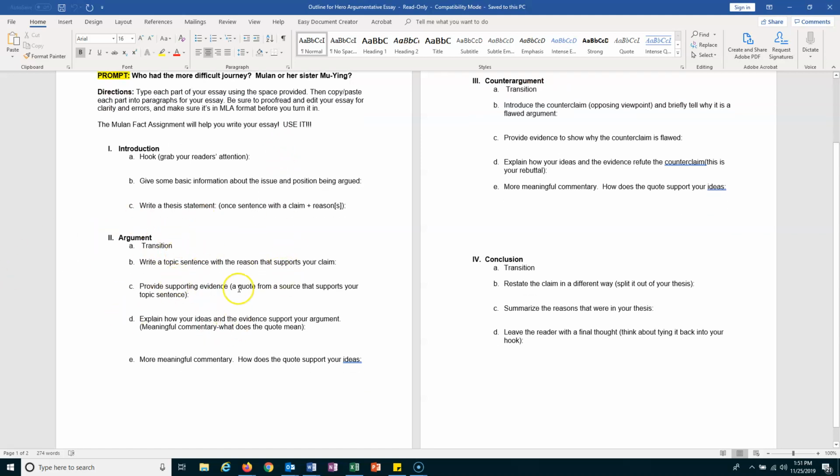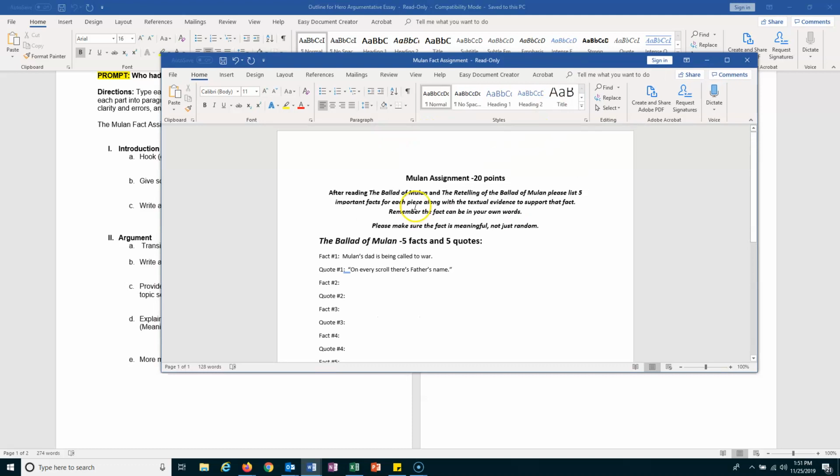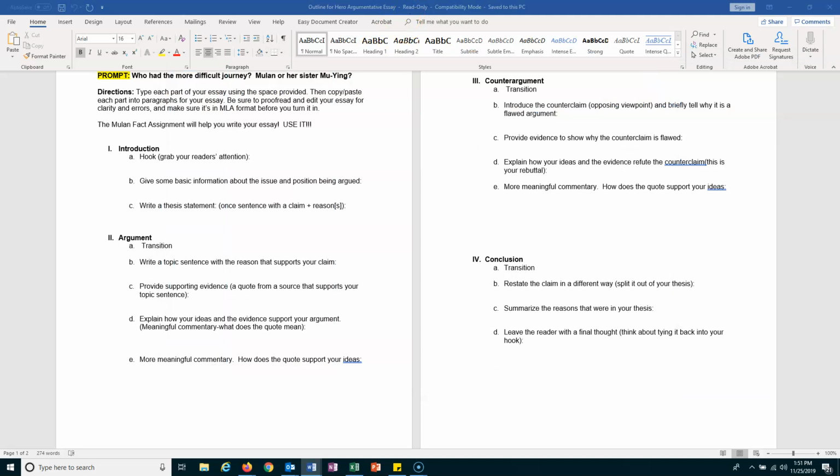So basically, this is who do you think had the more difficult journey? Well, you may say maybe it was Mulan. So you're going to pull the fact sheet that you did back in that Unit 6, Week 1. You're going to pull that fact sheet and you're going to be like, okay, I have all these quotes about Mulan, right? You have all these quotes that you can use. So you may use one or two of those. You may not choose to use any of them. You may go back in and find a different fact that you want to use or quote that you would like to use.